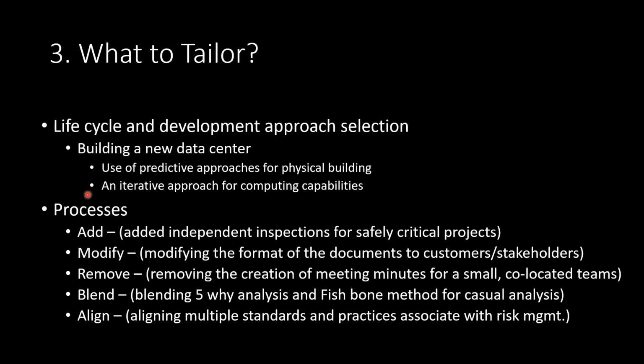The way you want to perform your work, right? There are 5 ways you can align, or tailor, your processes: adding new processes. Adding independent inspections for safety critical projects. We can add new independent inspections. We can add different layers of inspection for safety critical projects.